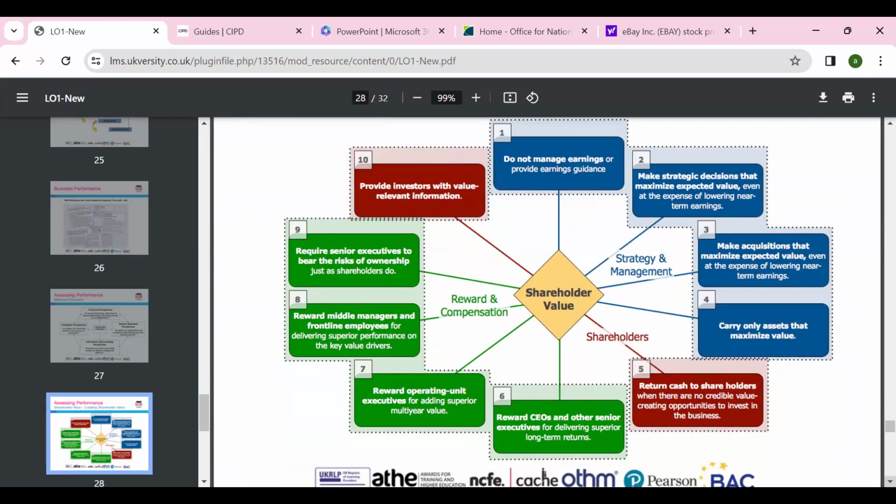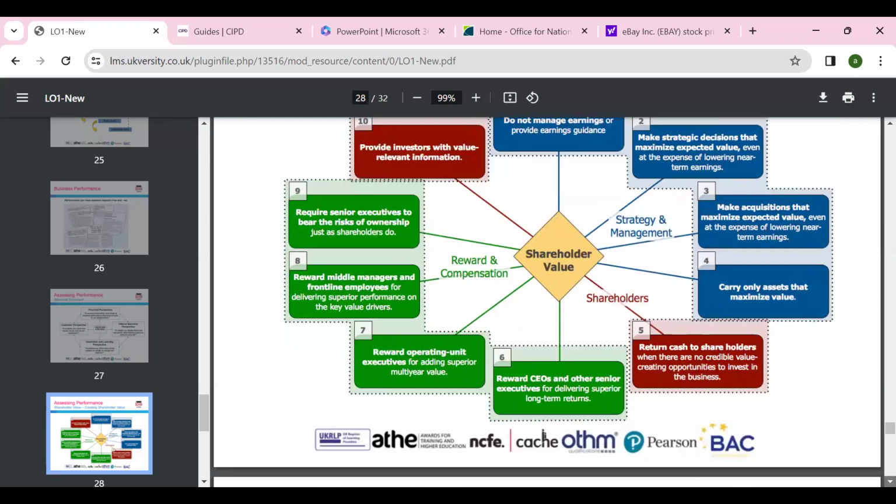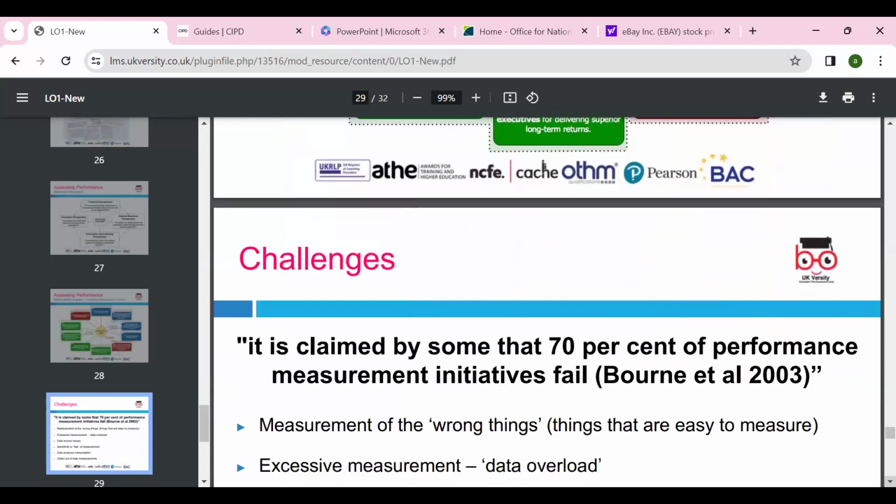We can look at rewarding operating units, and rewarding the middle managers, not just the top. So we have a remuneration committee or corporate governance, and that is how we can go on well.